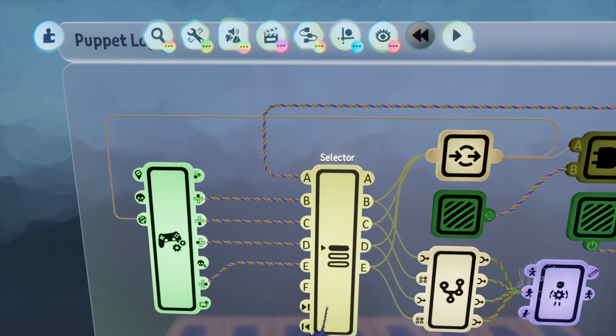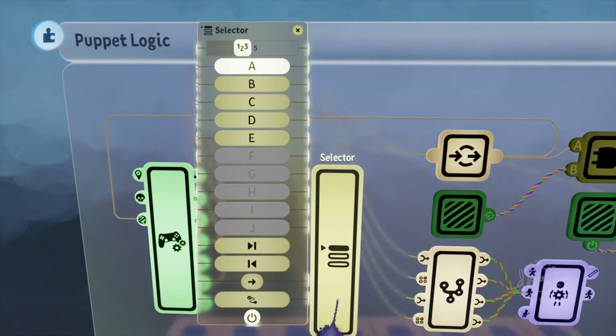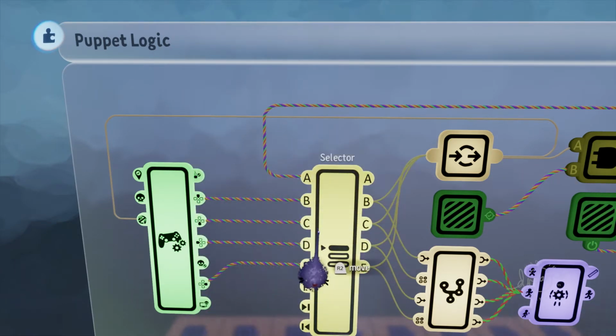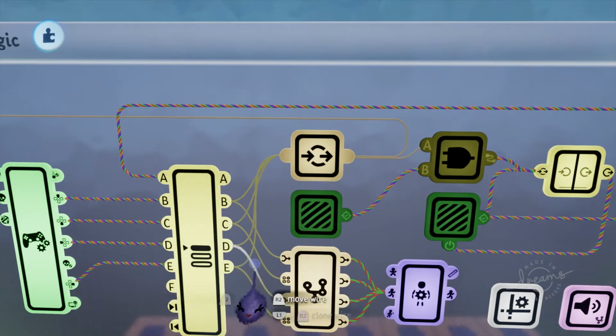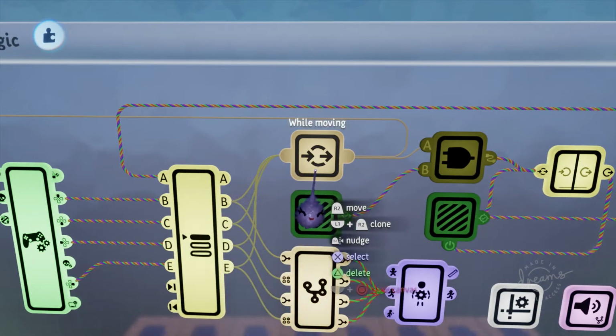D-pad control output runs to a selector, which I'm using as a state machine. It has 5 states: wait for input, and 1 for each direction. The direction outputs run into a node which consolidates those states into a while moving state.